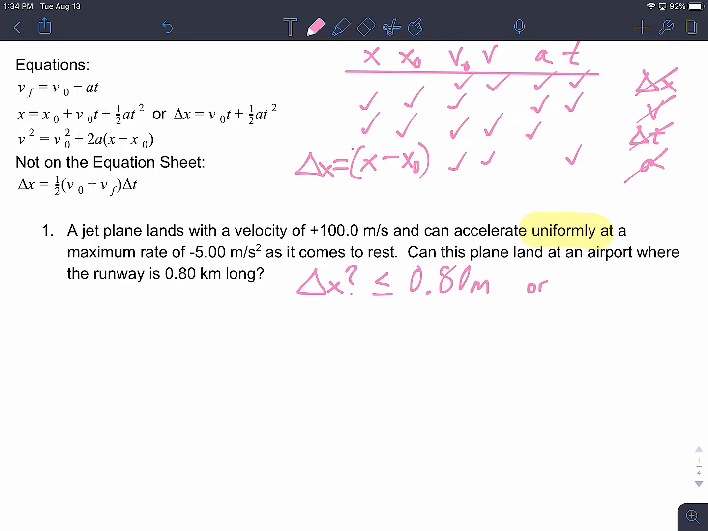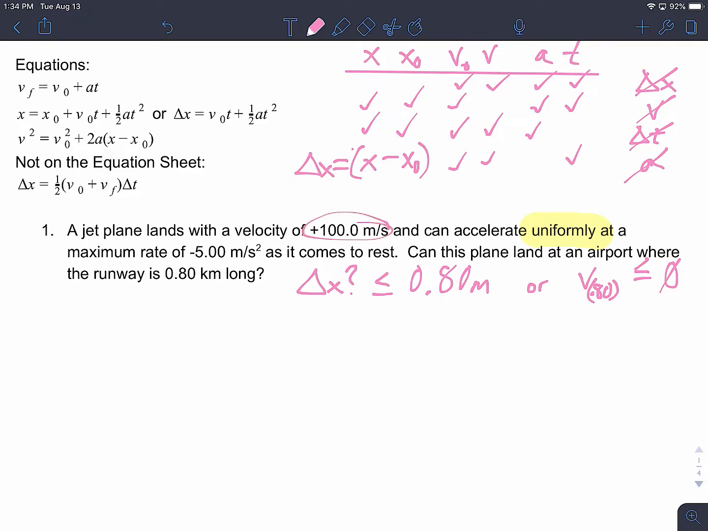Or we can solve for the final velocity after that 0.8 kilometers and check if it is equal or less than 0. If it's less than 0, that tells us that the plane would have had enough time to stop, and if it kept accelerating, it would start to move backwards as well. If we get a positive number, that tells us that the plane would not have stopped. All right, I think it's easier just to see what distance would be required to stop. But first, let's take a look at the information we have.